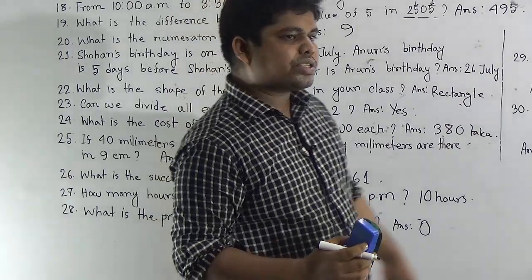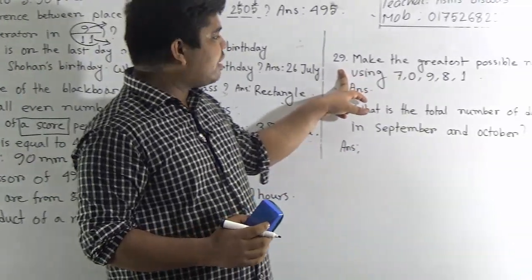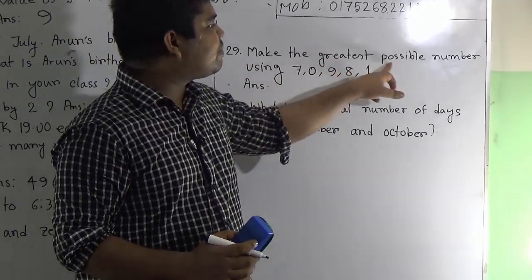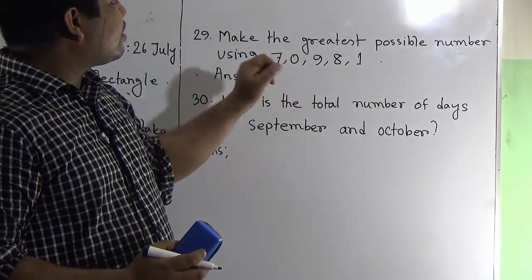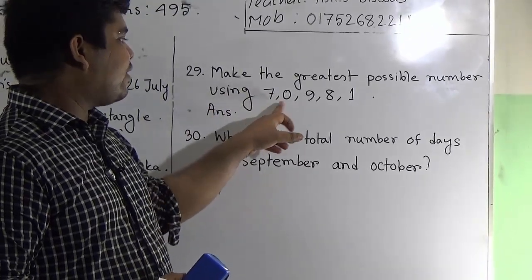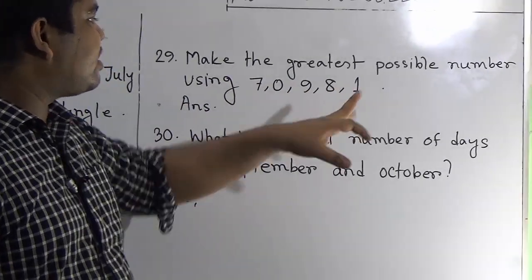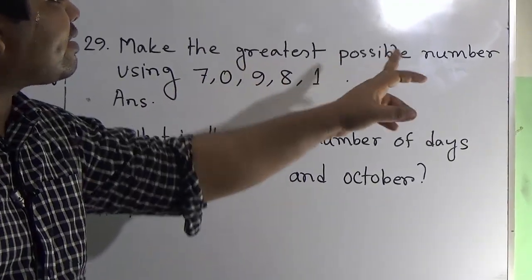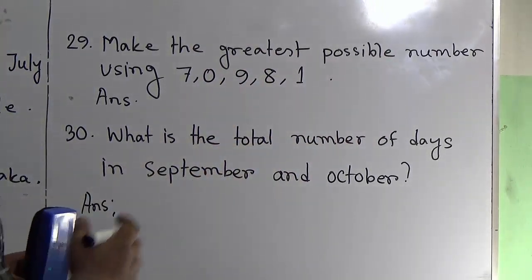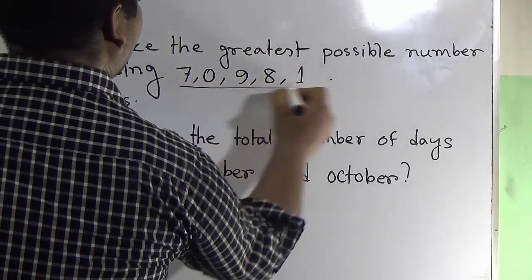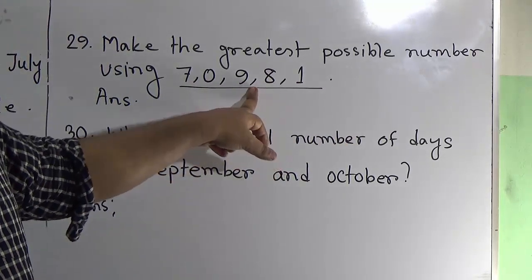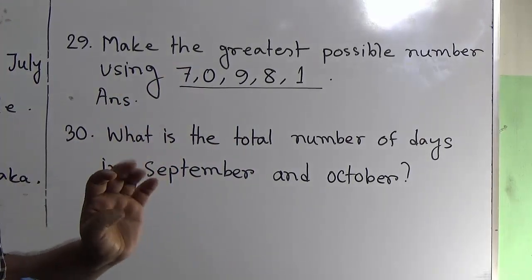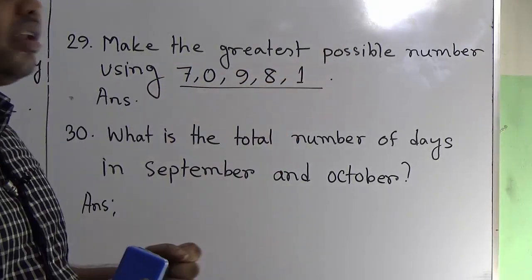Then we shall solve question number 29. My dear students, read the question first. Make the greatest possible number using some digits. Digits are 7, 0, 9, 8, 1. That means by using these digits we need to make the greatest number. My dear students, to make the greatest number, we arrange the numbers in descending order. That means bigger to smaller, then we get the greatest possible number.